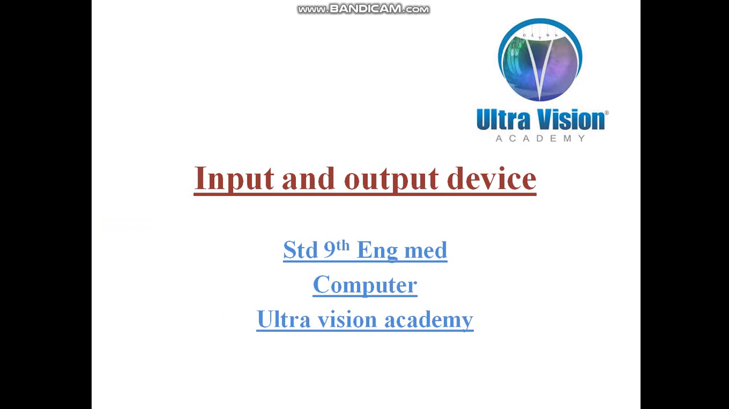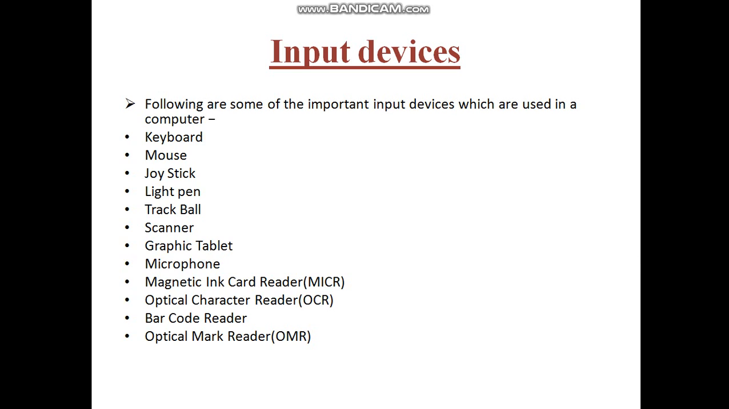Chapter 3 is input and output devices. First of all, to solve a given task, a computer needs to interact with its user. The computer requires data and instructions to be provided by the user. On the other hand, the user also requires results from the computer.